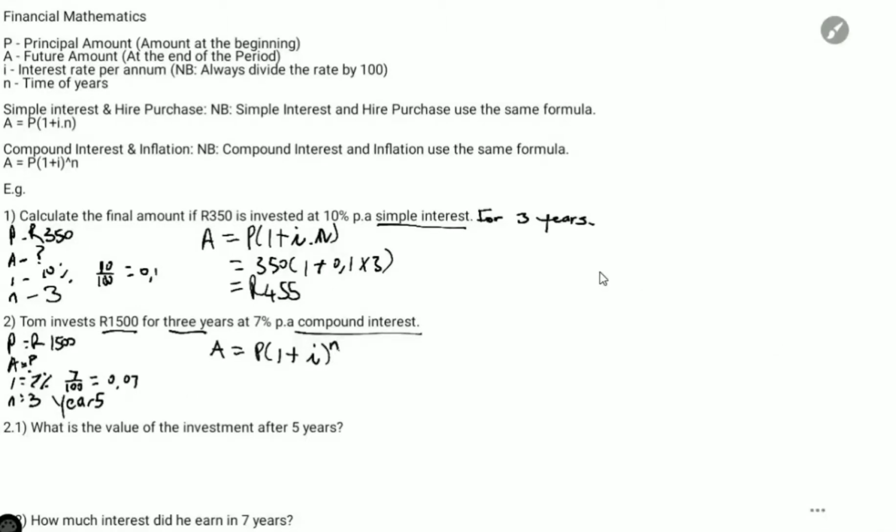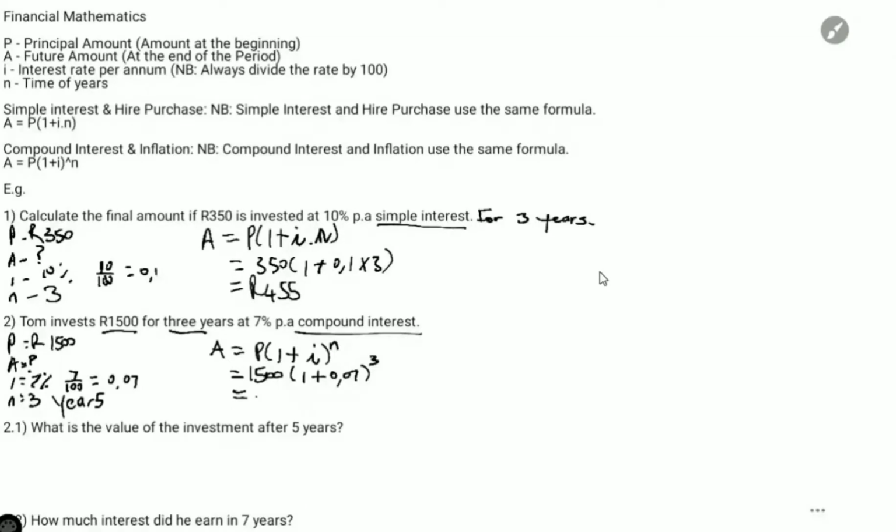So now we've got A equals P open bracket 1 plus i to the power of n. Let's substitute what we have. We've got 1500, 1 plus 0.07, close the bracket, to the power of 3. You want to use your calculator properly here, because if you don't, you're going to get the wrong answer. So listen to the steps. You put the 1500, open bracket, and then you've got 1 plus 0.07, close the bracket.